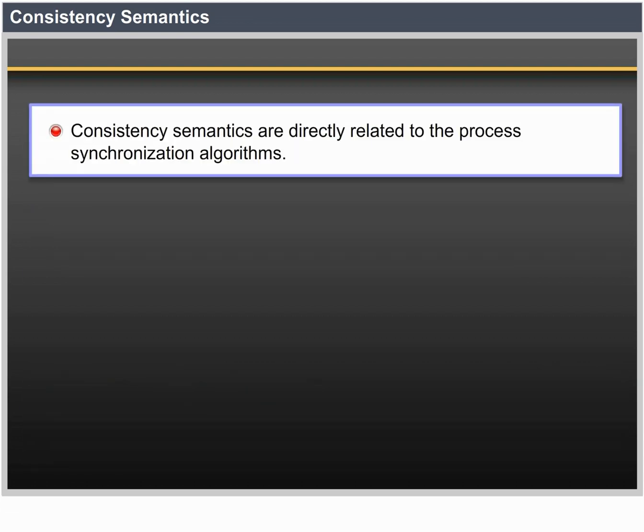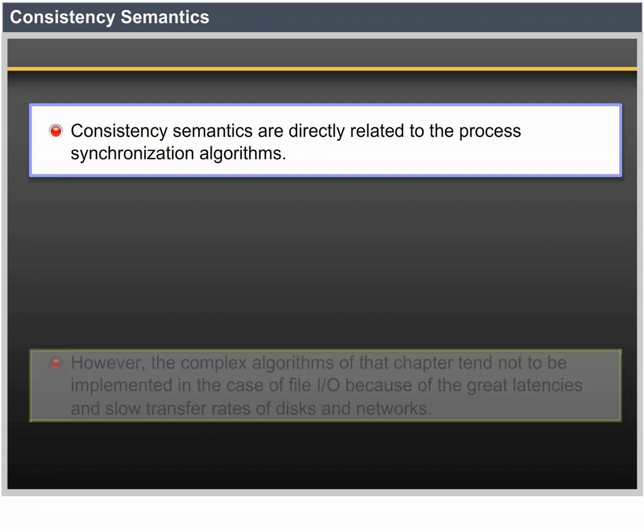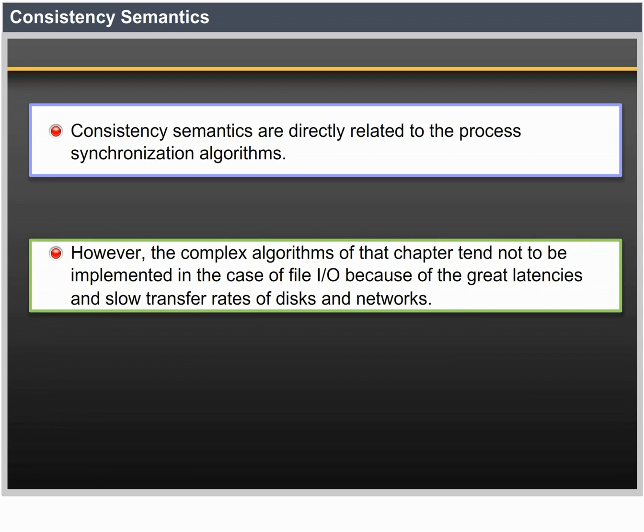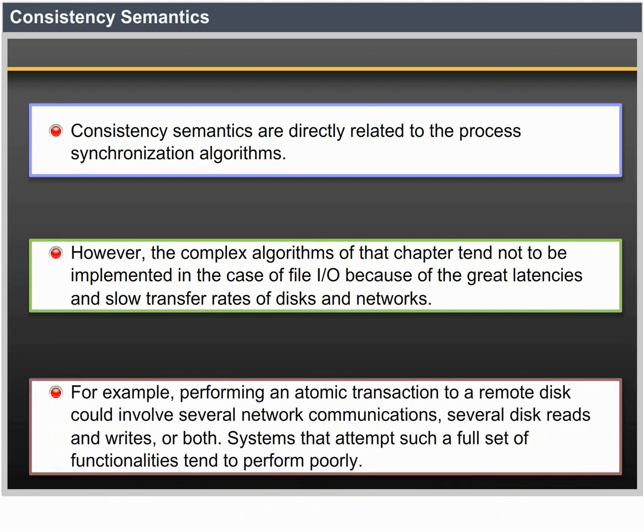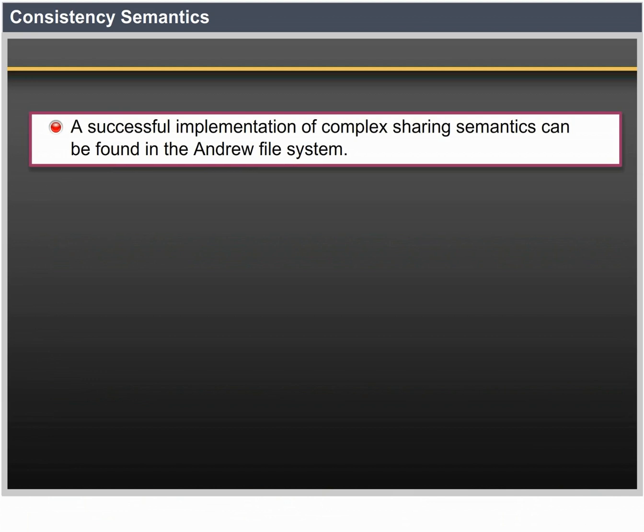Consistency semantics are directly related to the process synchronization algorithms. However, the complex algorithms of that chapter tend not to be implemented in the case of file input-output because of the great latencies and slow transfer rates of disks and networks. For example, performing an atomic transaction to a remote disk could involve several network communications, several disk reads and writes, or both. Systems that attempt such a full set of functionalities tend to perform poorly. A successful implementation of complex sharing semantics can be found in the Andrew file system.